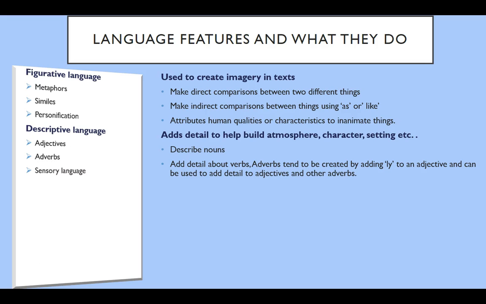And then we have what's called sensory language. Now, sensory language could be metaphors, could be similes, could be personification, adjectives and adverbs. But the key thing with this is that the language feature is designed to appeal to one of our 5 senses. If you think about these 19th century prose fiction texts, the writers are trying to bring their story to life for a reader.